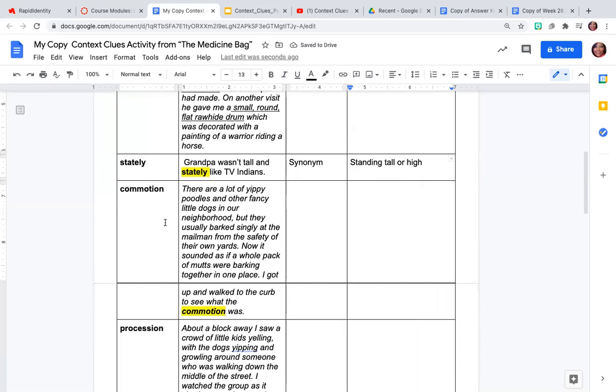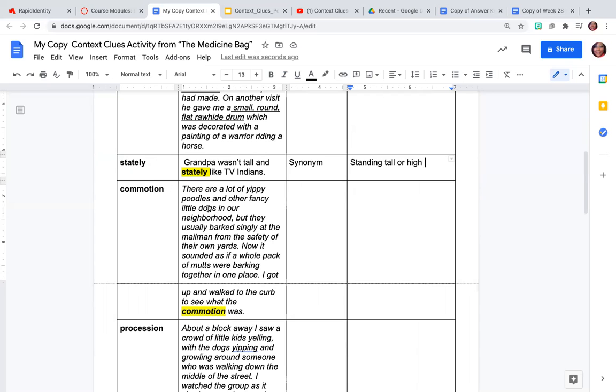Then the last one, commotion. There are a lot of yippy poodles and other fancy little dogs in our neighborhood, but they usually bark singingly at the mailman from the safety of their own yards. Now it sounded as if a whole pack of mutts were barking together in one place. I got up and walked to the curb to see what the commotion was. When we're looking at the word commotion, we have to figure out, is it an example, a synonym, an antonym, explanation, or definition?